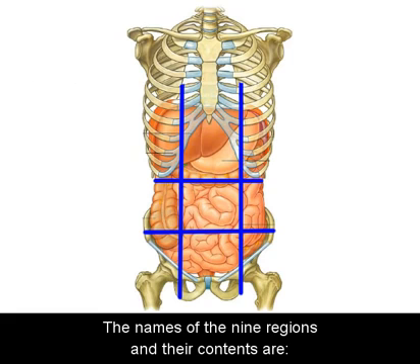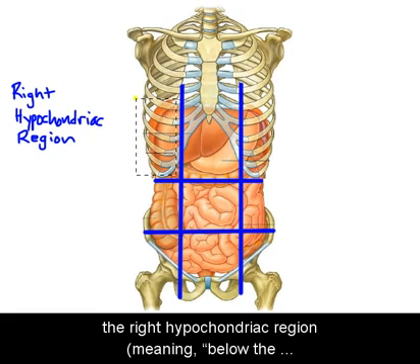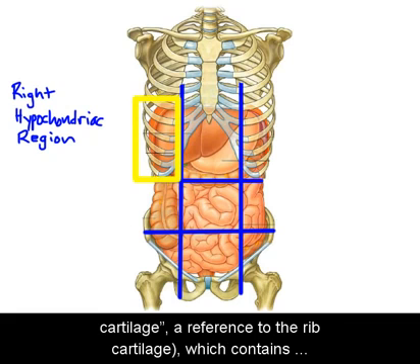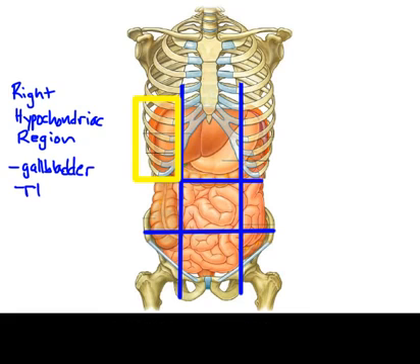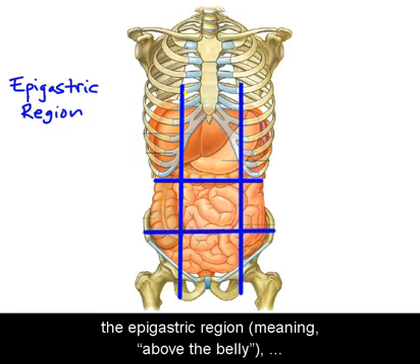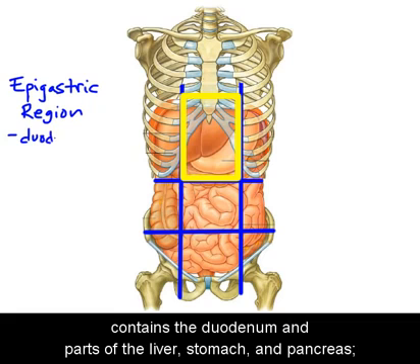The names of the 9 regions and their contents are: the right hypochondriac region, meaning below the cartilage, a reference to the rib cartilage, which contains the gallbladder and parts of the right kidney and the liver. The epigastric region, meaning above the belly, located at the top of the middle column, which contains the duodenum and parts of the liver, stomach, and pancreas.